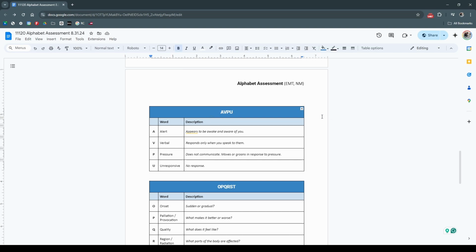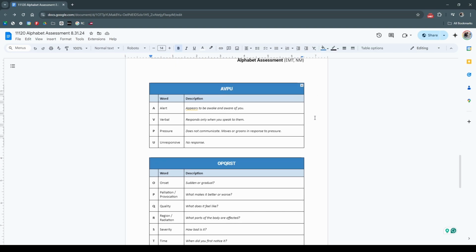AVPU, like I said, is for determining our patient's level of consciousness. This happens early on in our assessment. This is us walking in, seeing the patient, and noting whether or not the patient is alert, meaning looking at us. Do they track us as we come in? And if they don't, why not? If I walk in and a patient is perhaps laying on the ground with their eyes closed, they are not alert. If I have to communicate or touch them in some way, then we're moving down the scale, right?